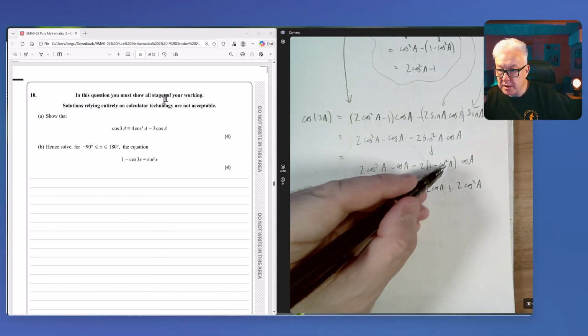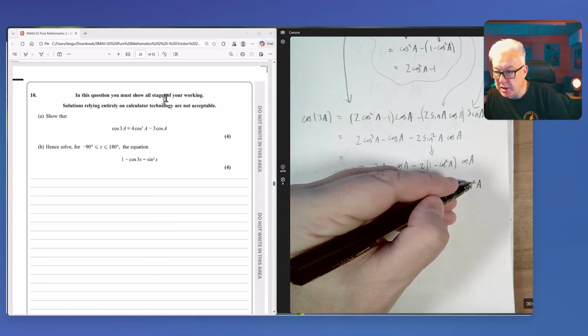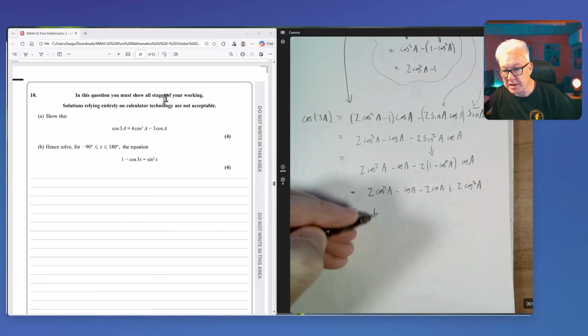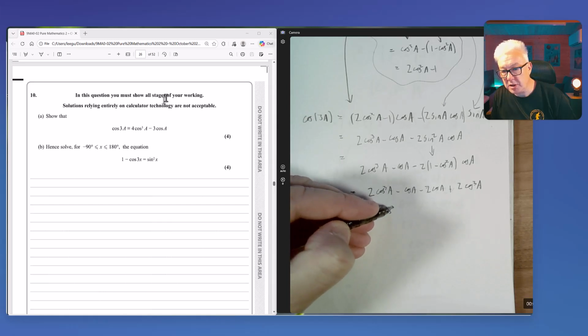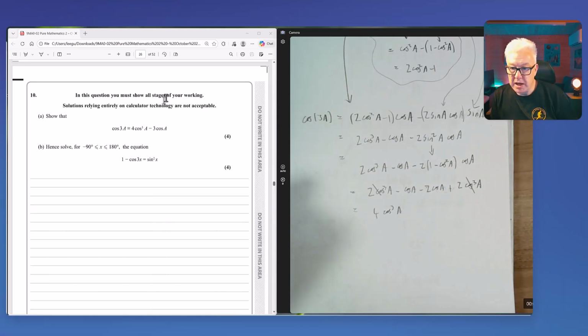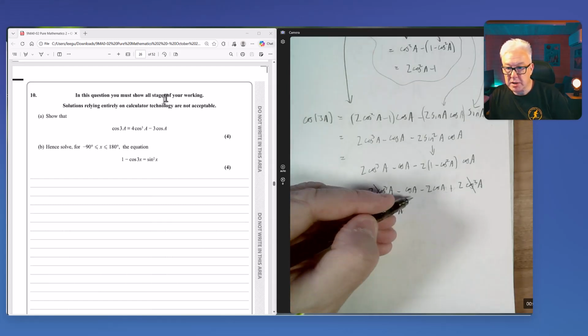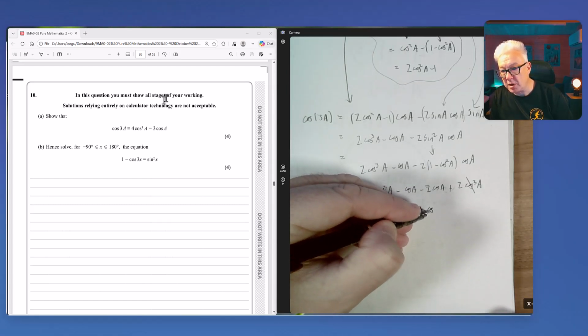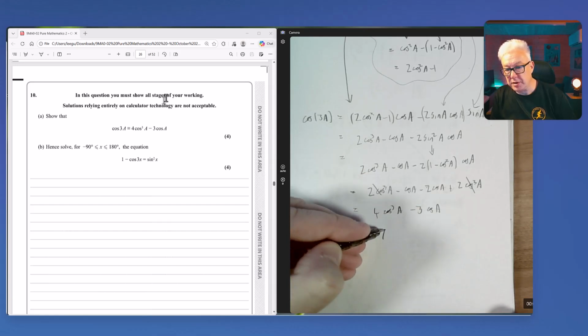And now finally, collecting like terms, we are going to have 2cos³A, and this cos squared times cos is actually cos cubed. So that's going to be plus another 2 lots of cos³A, so that's 4cos³A, that one and that one. And then we're going to have minus cos A, and minus 2 cos A is minus 3 lots of cos A, which is equal to the right-hand side.